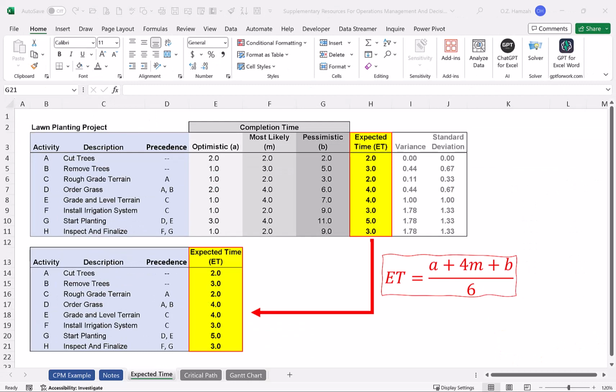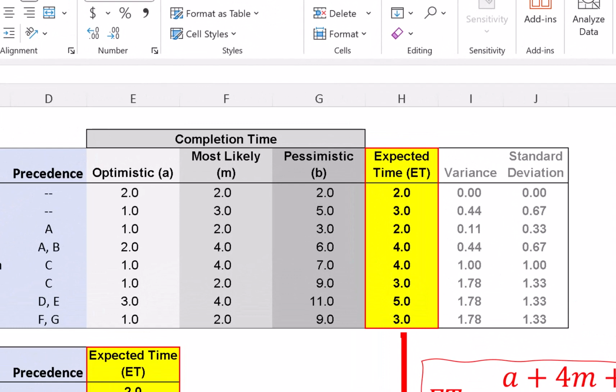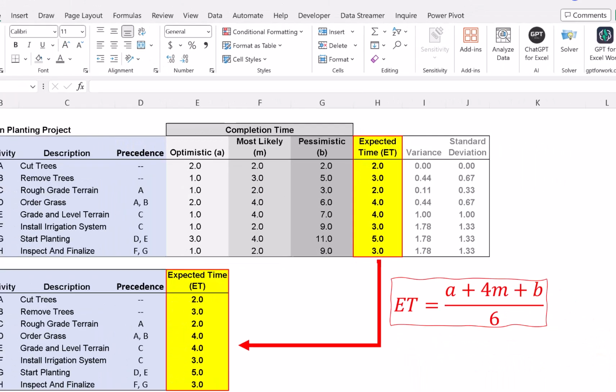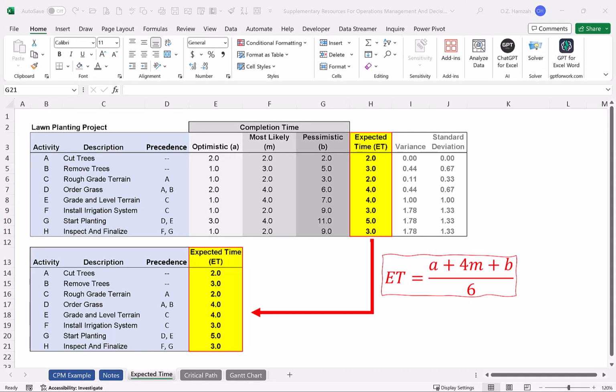Now let's take a look at the completion time. In the gray area, there are three shades, where one lists the optimistic time, abbreviated A, to finish a certain activity. Most likely time, abbreviated M, gives us what experts think is the most likely time to finish an activity, and pessimistic, meaning worst case scenario, is abbreviated as B. Activity A, cut trees, depends on nothing before it, and has a range of optimistic, most likely, and pessimistic times. Let's look at activity B, remove trees.